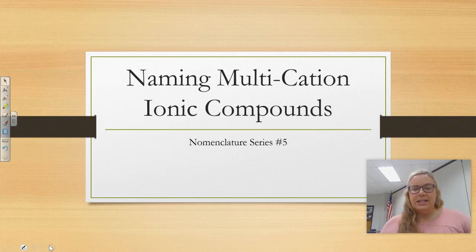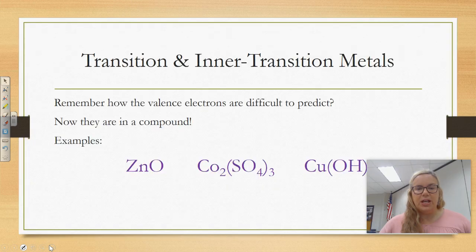Hey guys, it's Mrs. D, and I just want to go over the last section with you for ionic compounds, and that is naming multi-cation ionic compounds. This is probably the most difficult one, but if you've done well so far, you're going to be able to figure this out. So this is nomenclature series number 5.